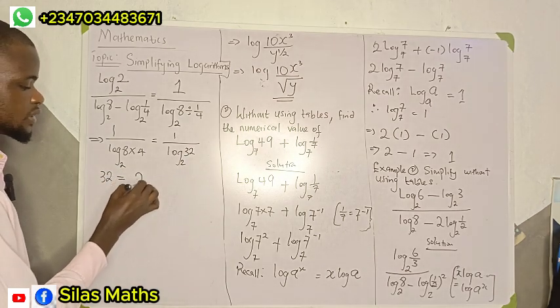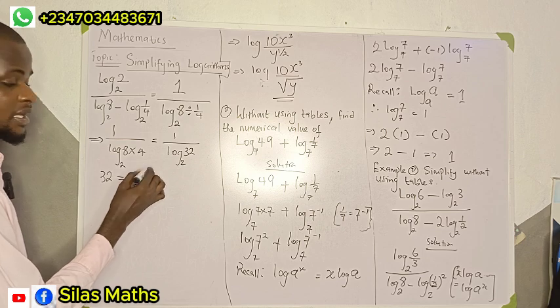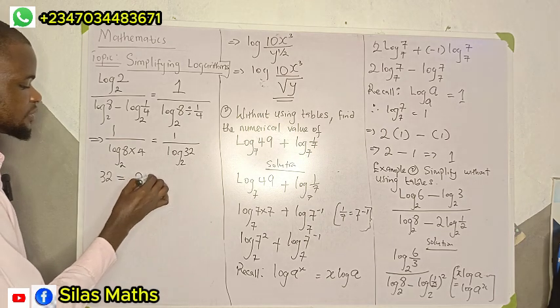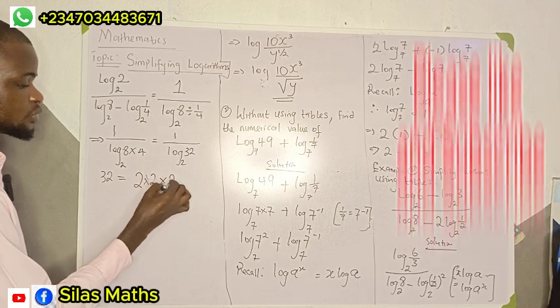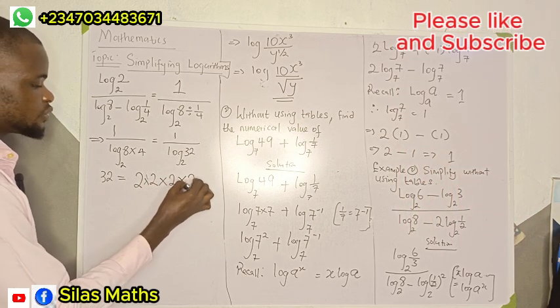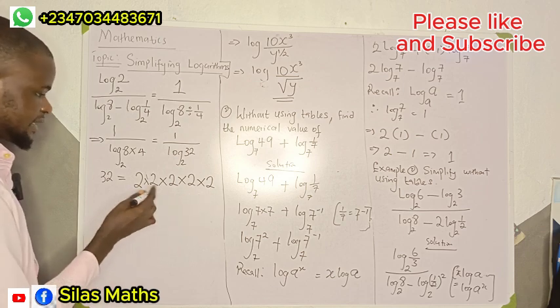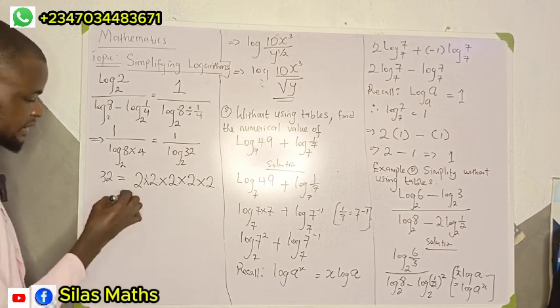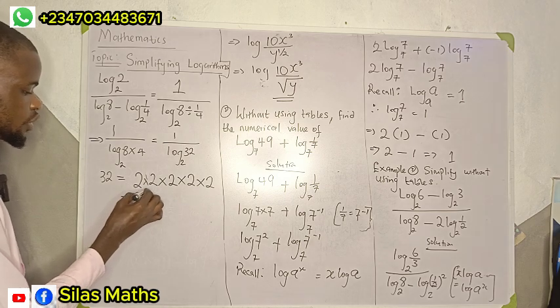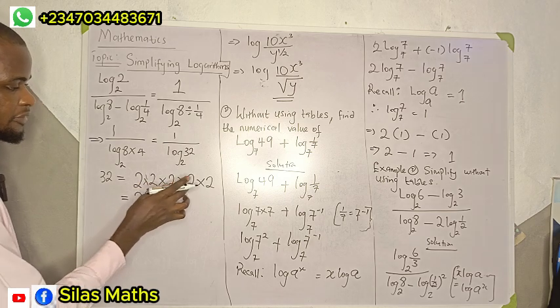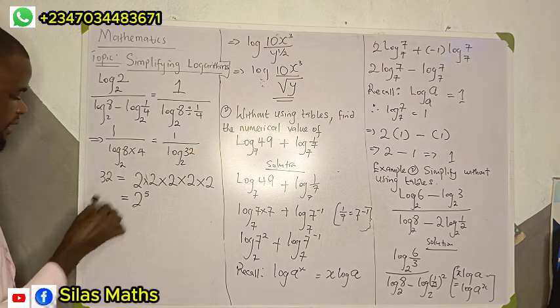And you can actually say that 32 is equal to 2 to the power of 5. That's 2 times 2, which gives 4, times 2 gives 8, times 2 gives 16, times 2 again gives 32. So 32 is equal to 2 to the power of 5: 1, 2, 3, 4, 5. So I can as well express this now.